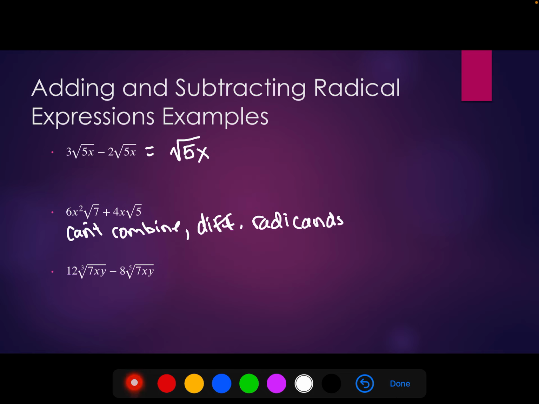All right, now let's take a look at this last one. 12 times the cube root of 7xy minus 8 times the fifth root of 7xy. So we have to do our check. Well, we see right away they have the same radicand of 7xy, but if we look at our index, we see one has an index of 3 and the other has an index of 5. So that's not going to work, so we can't combine these. Right? So we can't combine because they have a different index.